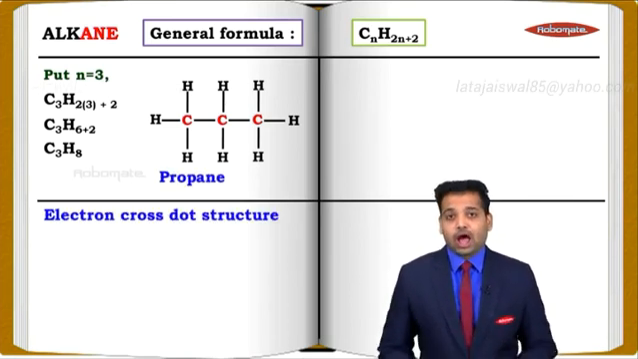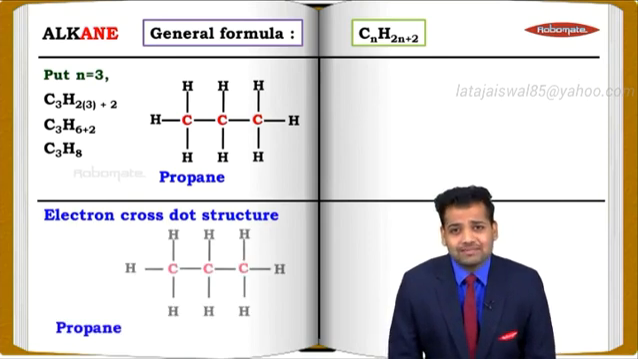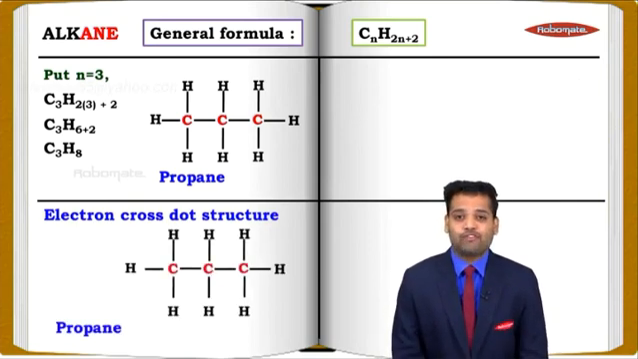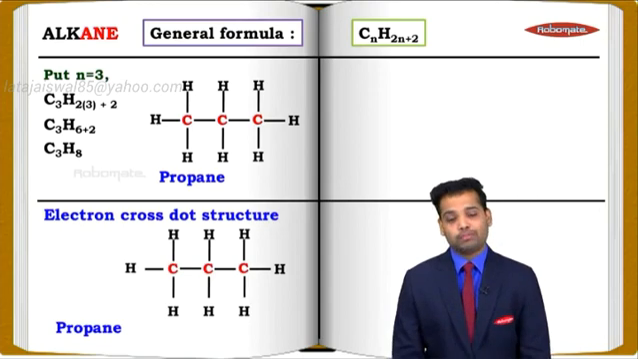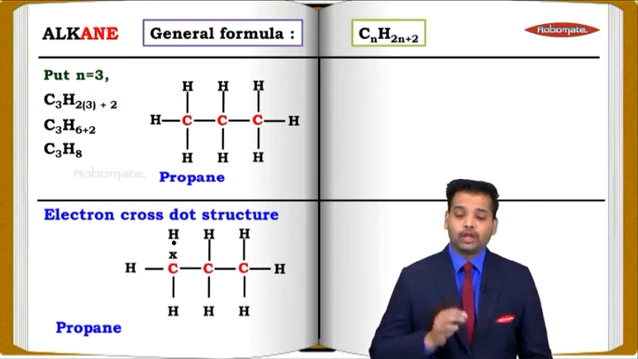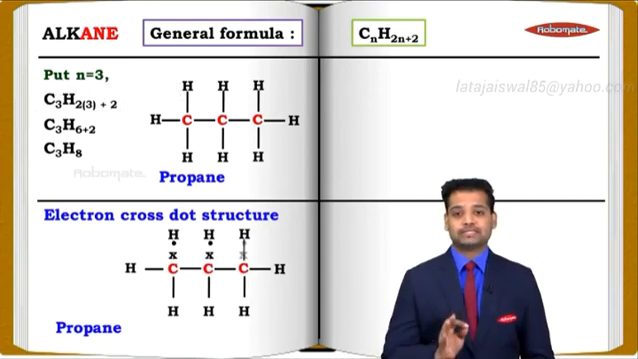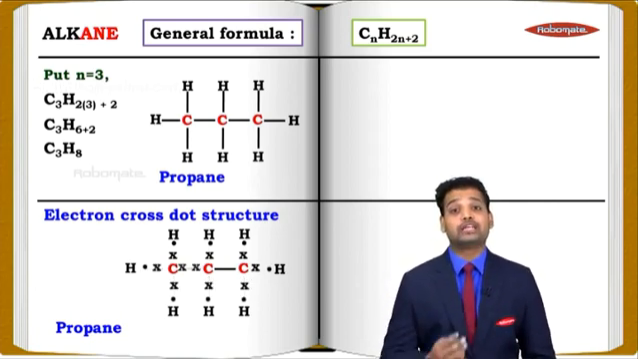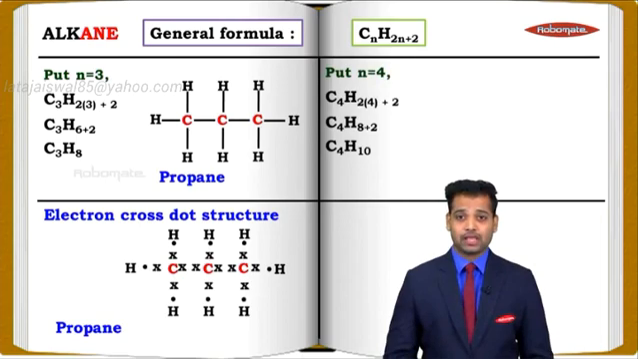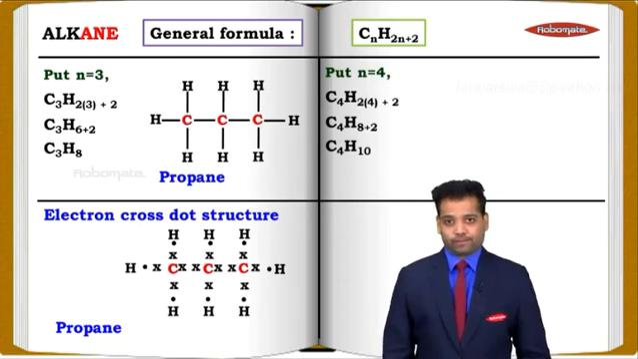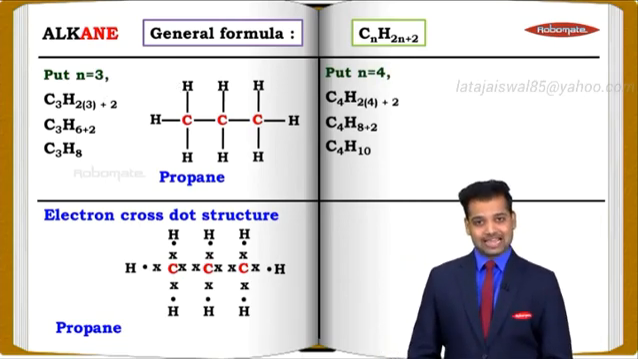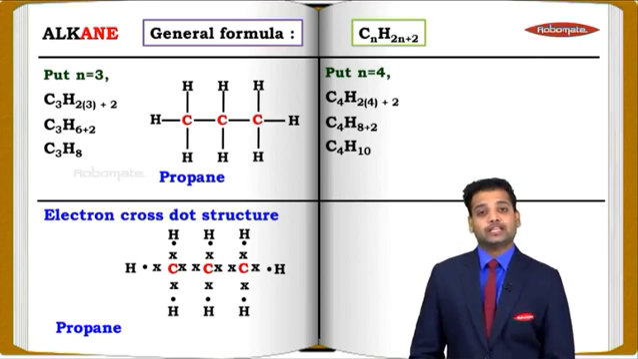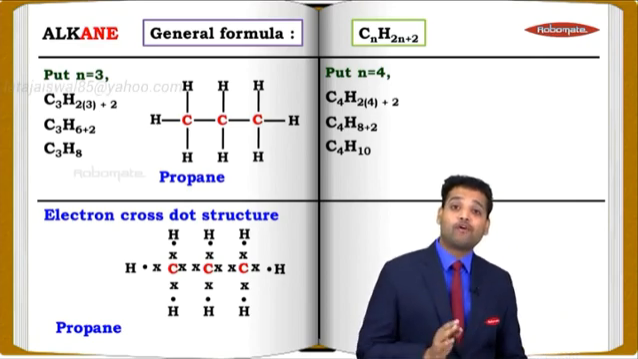Now this propane, how do you draw a cross dot structure? Very simple. All the crosses will be for carbon and all the dots will be for hydrogen. A trick would be to have 4 crosses beside carbon, and whenever there is a hydrogen, have 1 dot because it has only 1 electron. Now put n equal to 4: C4, H2 into 4, that is 8 plus 2, 10. C4H10 would be the formula for butane.